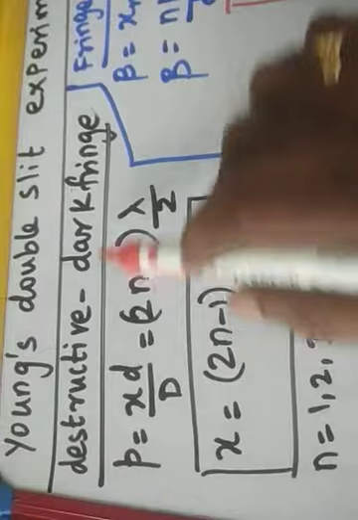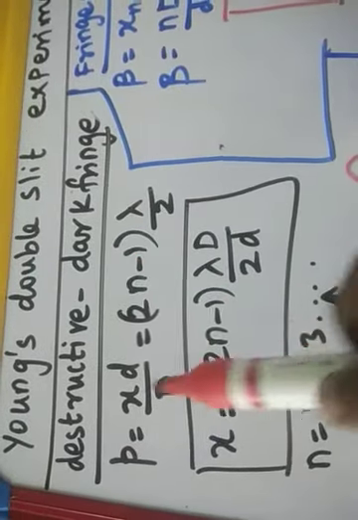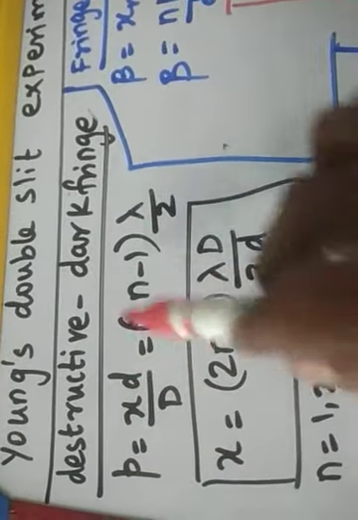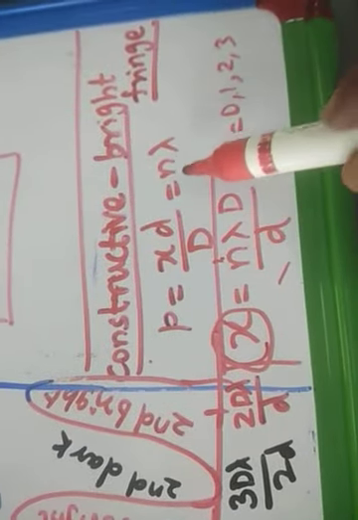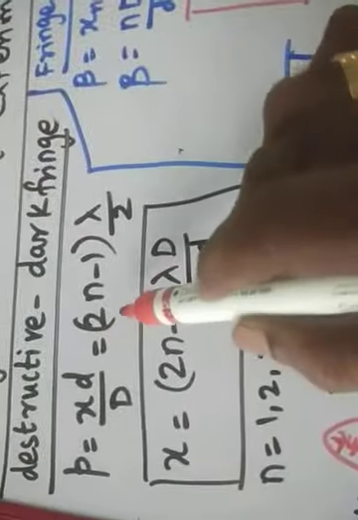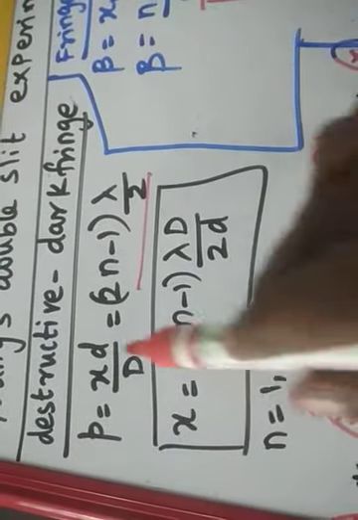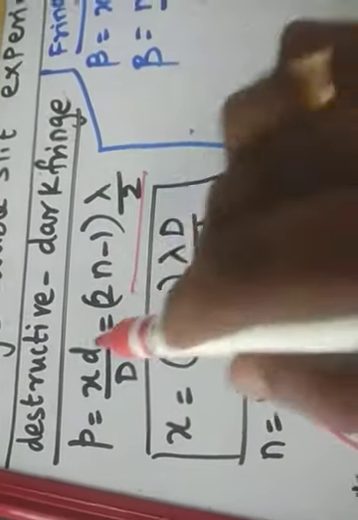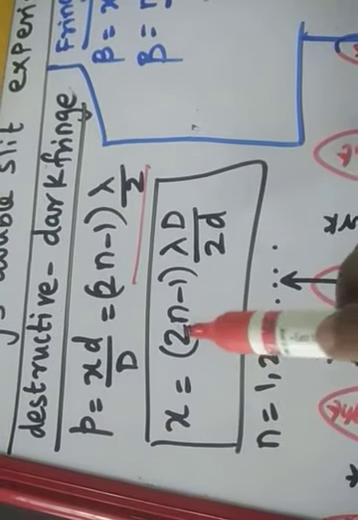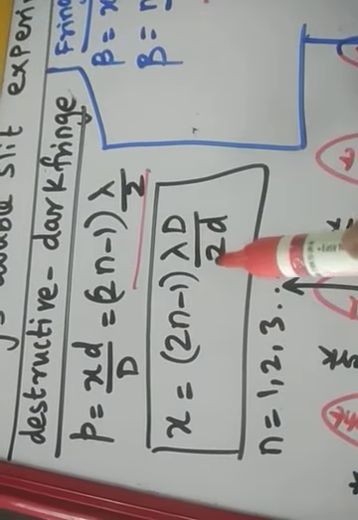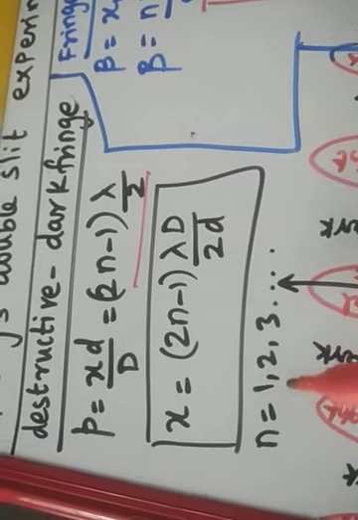So this is how (2n minus 1) lambda by 2 will come. For destructive, you have to equate with (2n minus 1) lambda by 2, and for constructive, n lambda, with the path difference. By solving this, what will x be? Capital D will come to the numerator, small d will come to the denominator. x equals (2n minus 1) lambda D by 2d, where n is equal to 1, 2, 3.